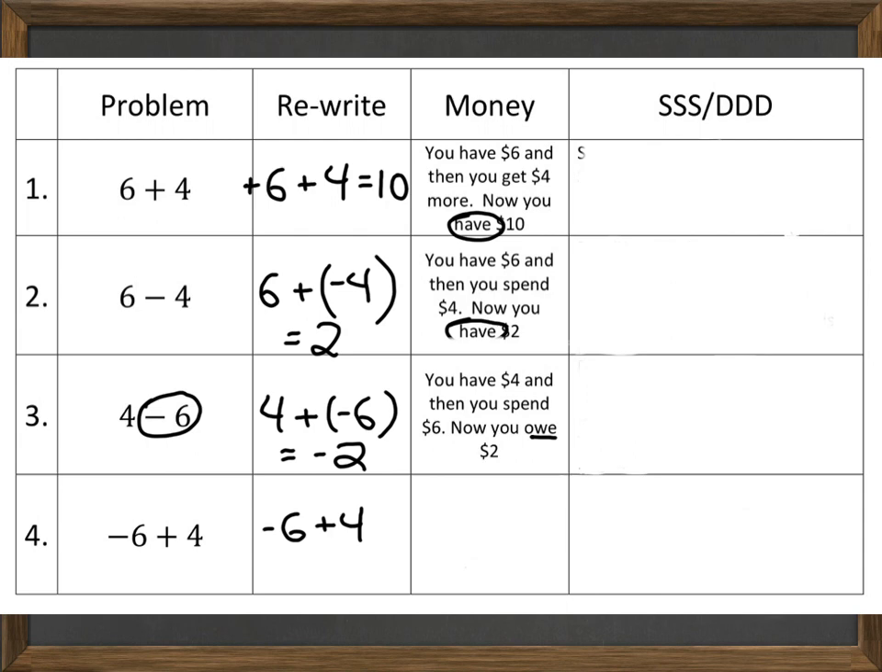Okay, number 4. If you look at number 3 and 4, you might notice, this is 4 plus negative 6. This is negative 6 plus 4. These are actually the same exact problem.